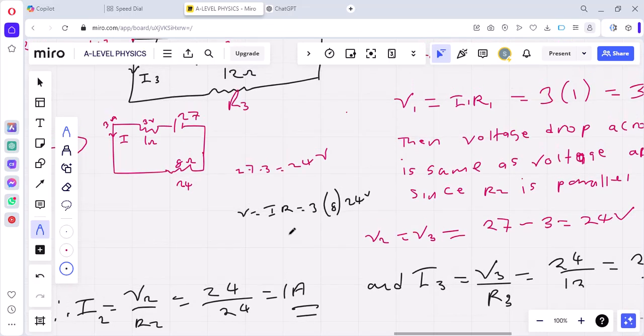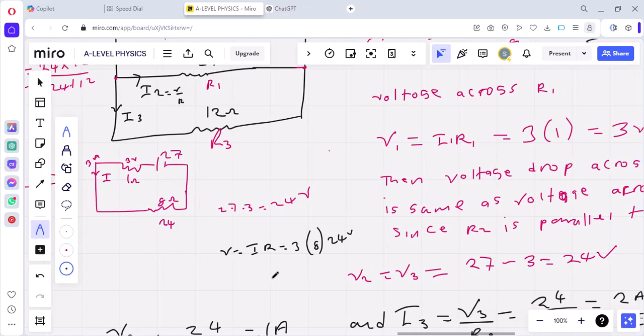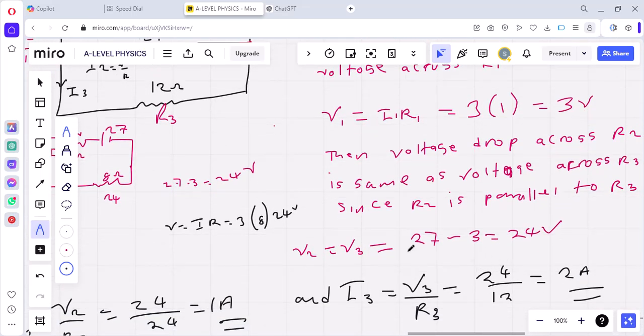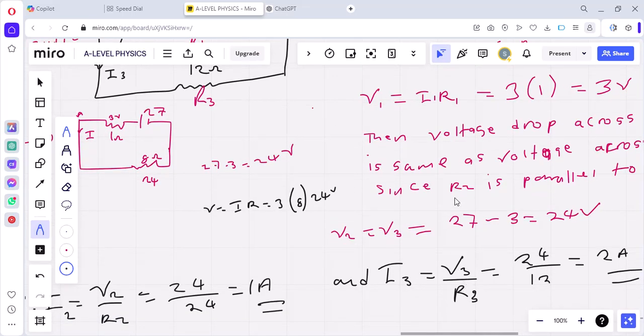Similarly, since we know the voltage drop across the 12 ohm resistor, the current will be the potential difference, which is 24, divided by the resistor itself, that is 12, and this will give us 2 amps, which I've written here. So that's how you handle problems that involve resistors that are connected in parallel.